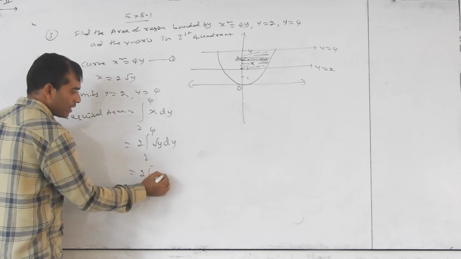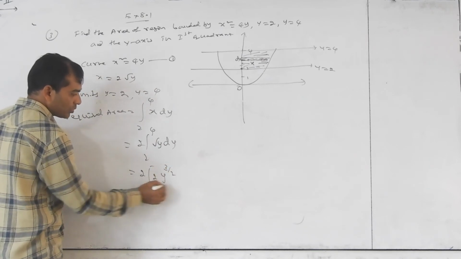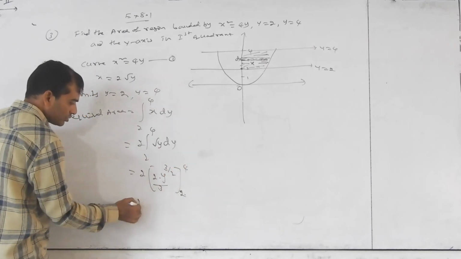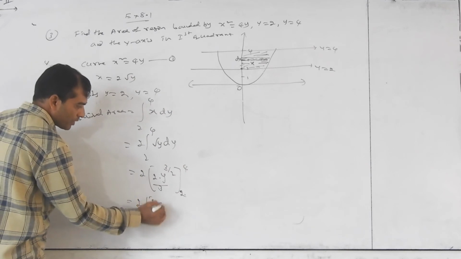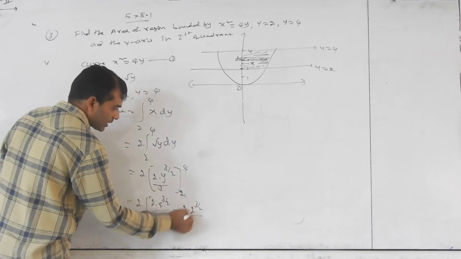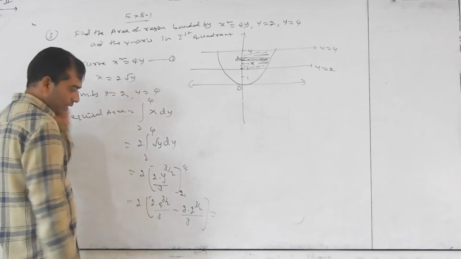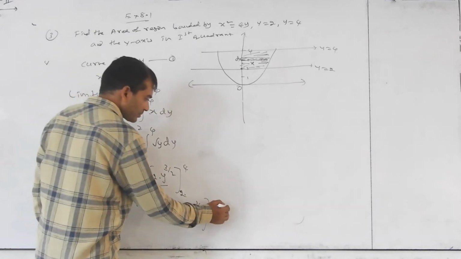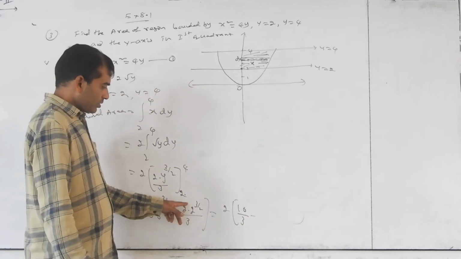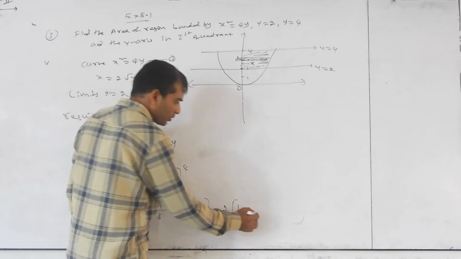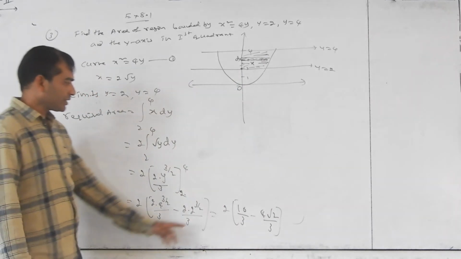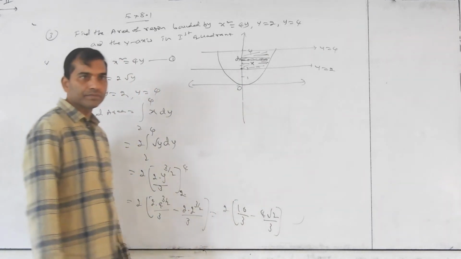2 into y power 3 by 2 divided by 3 by 2, that is 2 by 3. Limits 2 to 4. So 2 into 4 power 3 by 2 by 3 minus 2 into 2 power 3 by 2 by 3. 2 square here cancels, getting 16 by 3 minus 2 power 3 by 2, which is 4 root 2 by 3. Take this: 2 into [16 by 3 minus 4 root 2 by 3].